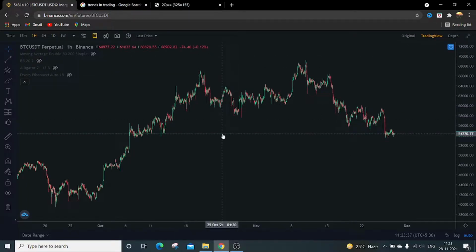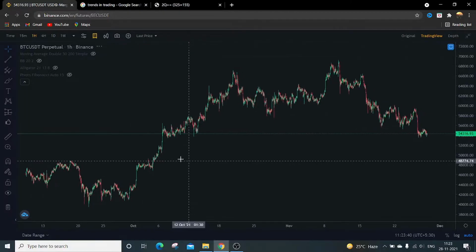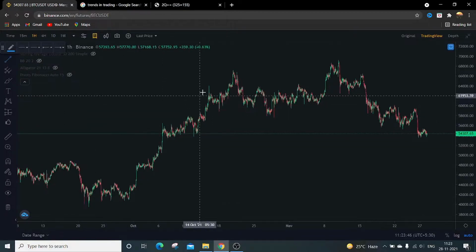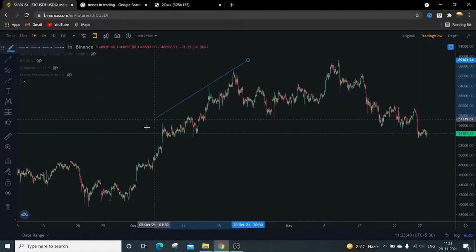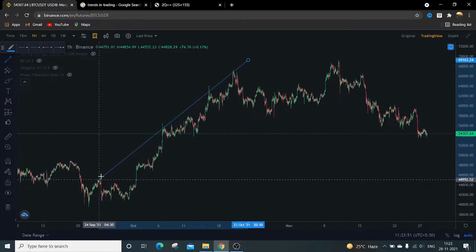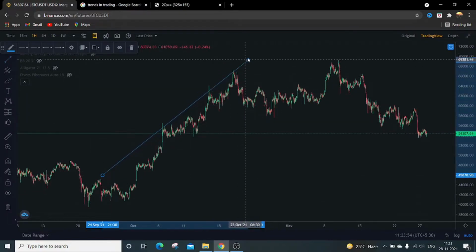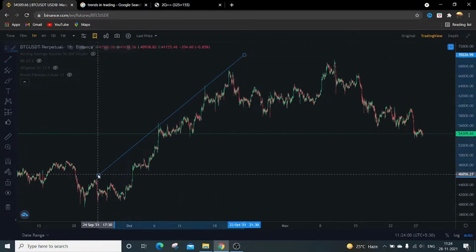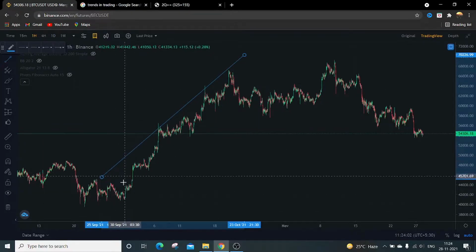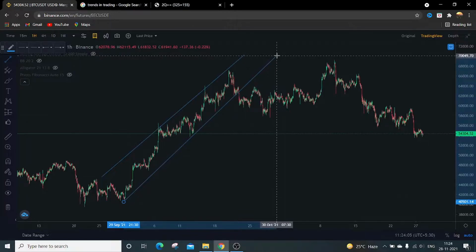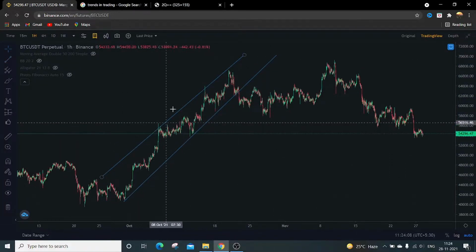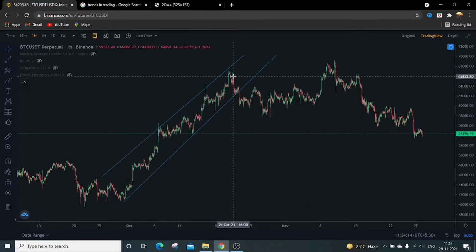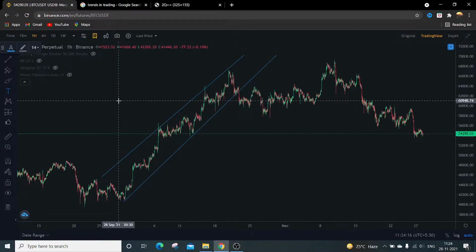Okay, fine. So to draw a trend line, I will firstly choose this trend line option, then connect these higher points, and I'm also going to connect the lower points as well. So basically this has higher highs and higher lows. That means they are going in the upward direction. That's why this is called an uptrend.